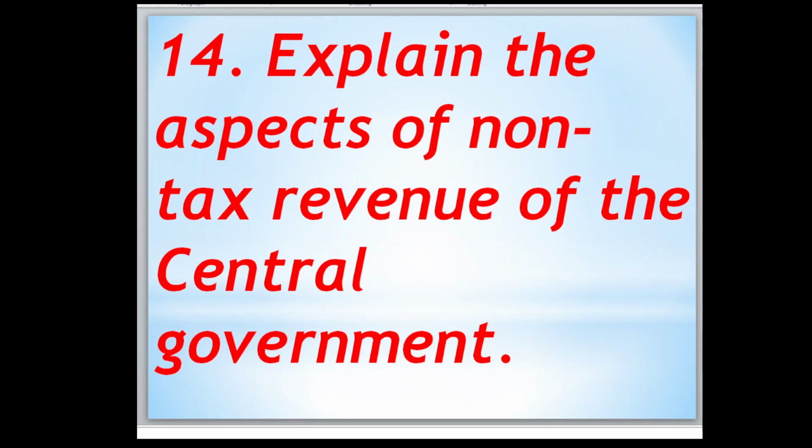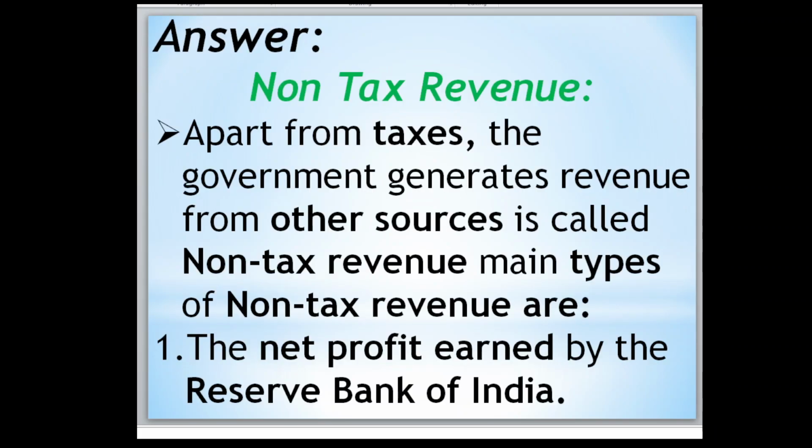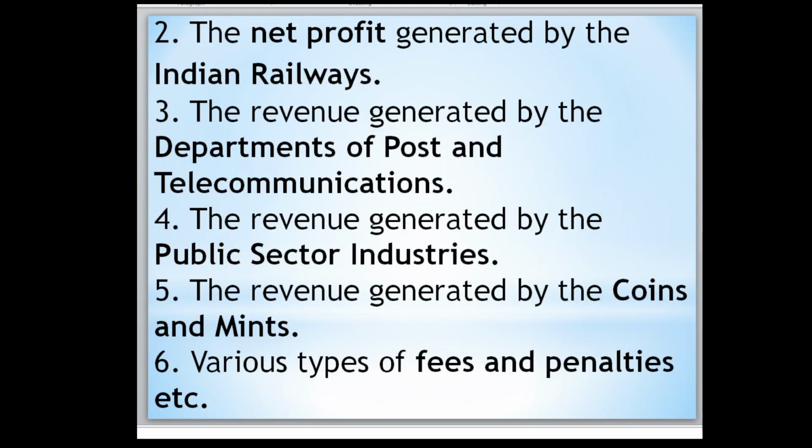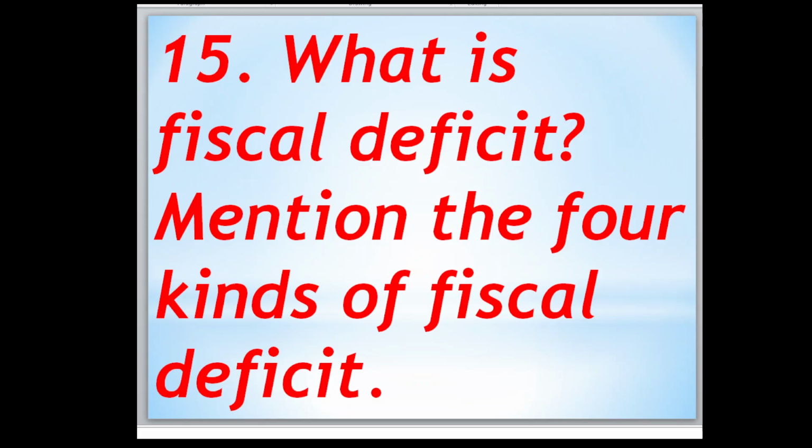Explain the aspects of the non-tax revenue of the central government. Apart from taxes, the government generates revenue from other sources, which is called the non-tax revenue. Main types of non-tax revenue are the net profit earned by the Reserve Bank of India, the net profit generated by the Indian Railways, the revenue generated by the departments of post and telecommunications, the revenue generated by the public sector industries, the revenue generated by the coins and mints, various types of fees and penalties, etc.